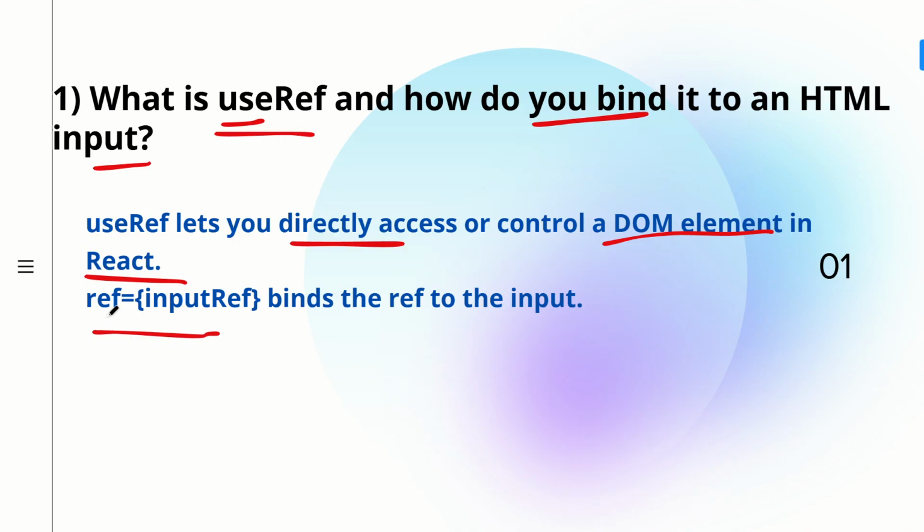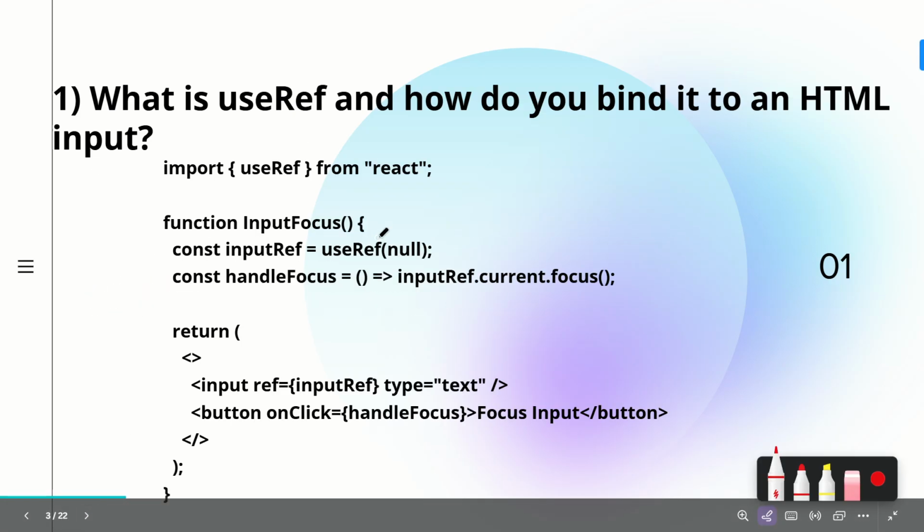For any element, for example a div, h1, or input element, there is a property called ref. In ref, you assign the inputRef, which is defined using useRef at the beginning of your code. If you assign that value to the ref property, then you are binding that element to ref. Let's see a code example.